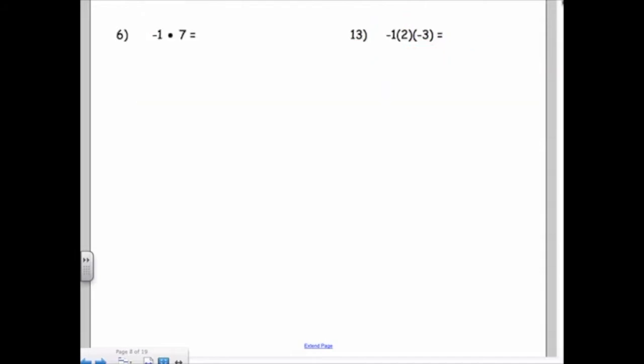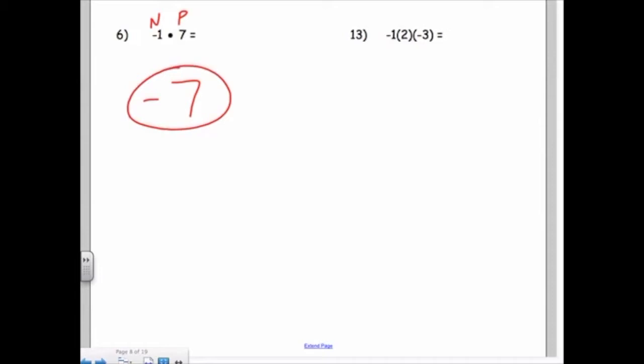Once again, pause, try these two on your own, and then unpause to see if your answer is correct. Most of you should get 6 correct. 13 might be a little bit more challenging. So with 6, it says negative 1 times 7. So I do 1 times 7, which is 7. From there, one's negative, one's positive. Signs are different, so my answer is negative 7.